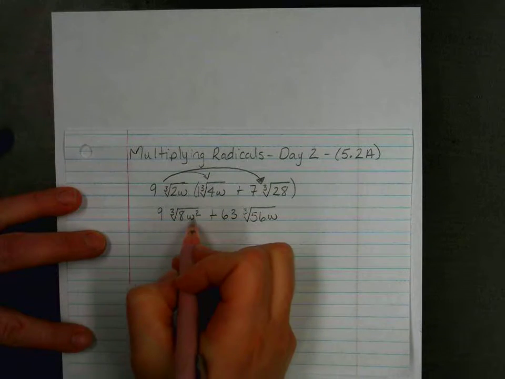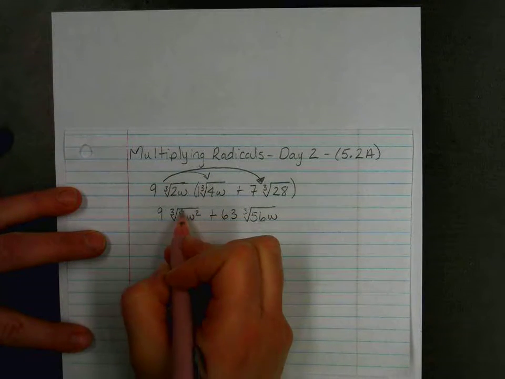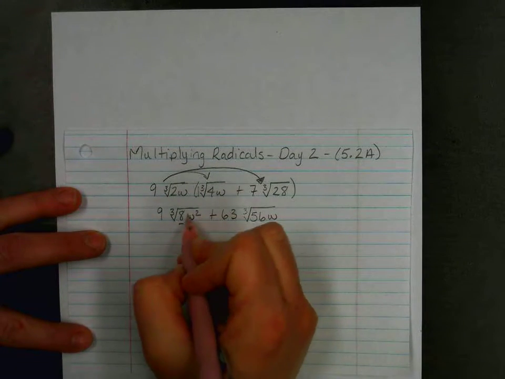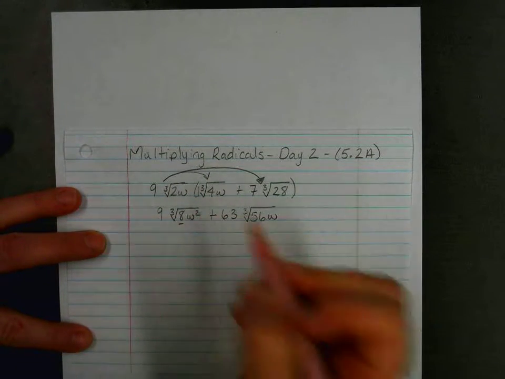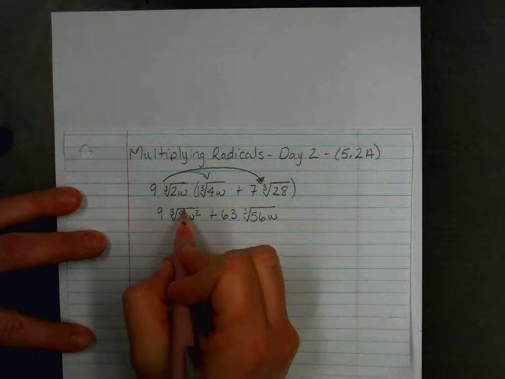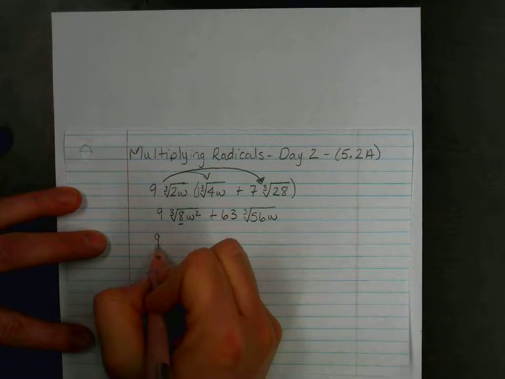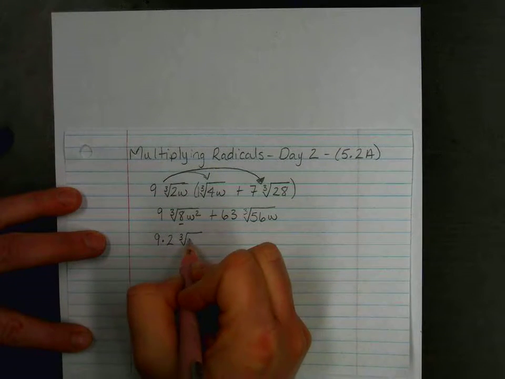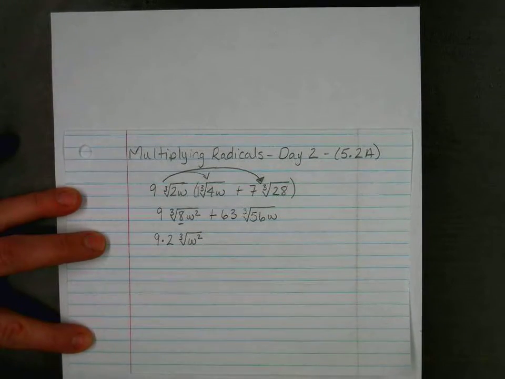So here, 8 is already a perfect cube. W squared cannot be broken down into a product of perfect cubes. So I'm going to simply take the cube root of 8, which is 2. I'm going to multiply that by my 9, and I'm left with just a cube root w squared inside my radical.